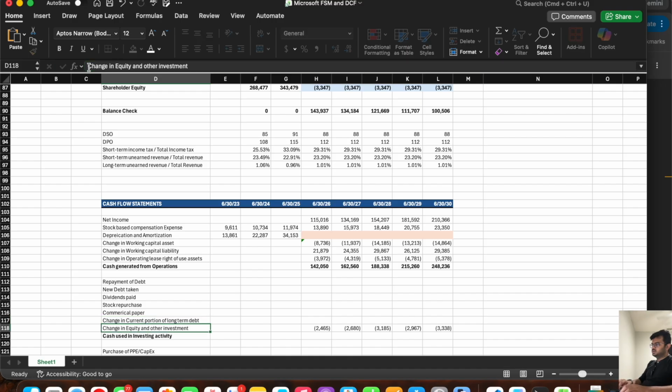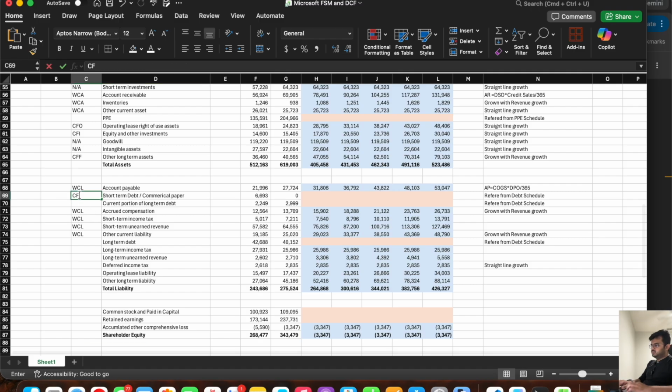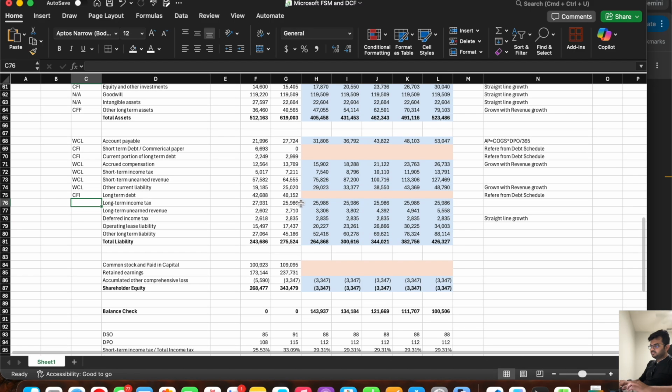Change in current. Okay. So these two items went in cash flow from investing. Then long-term debt, we will have it. That is pretty much the new debt taken. We will put it there. That's already in the investment activity.